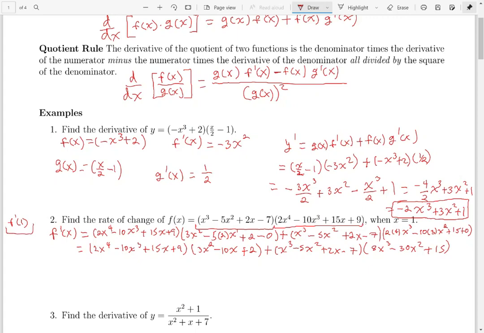Now at this point, remember that what we're really trying to find is the rate of change, f prime of 1. And so honestly, why even try to simplify this further when really all I need to do is plug in that value 1 and then do the arithmetic to get the correct answer. So let's do exactly that.